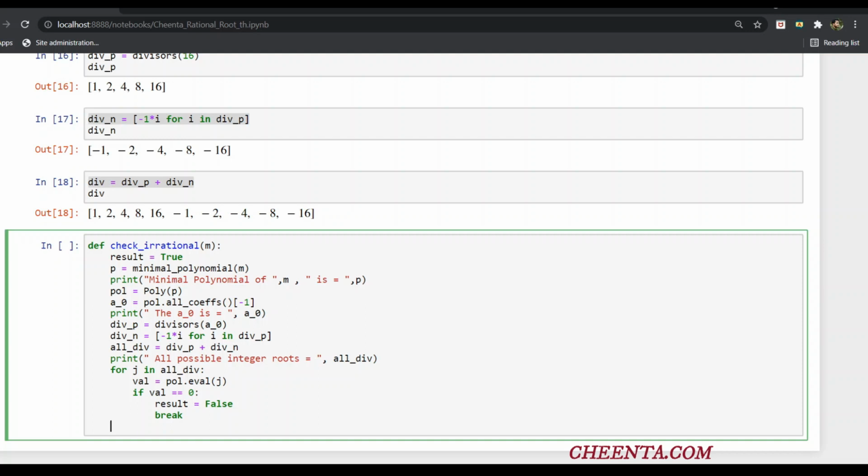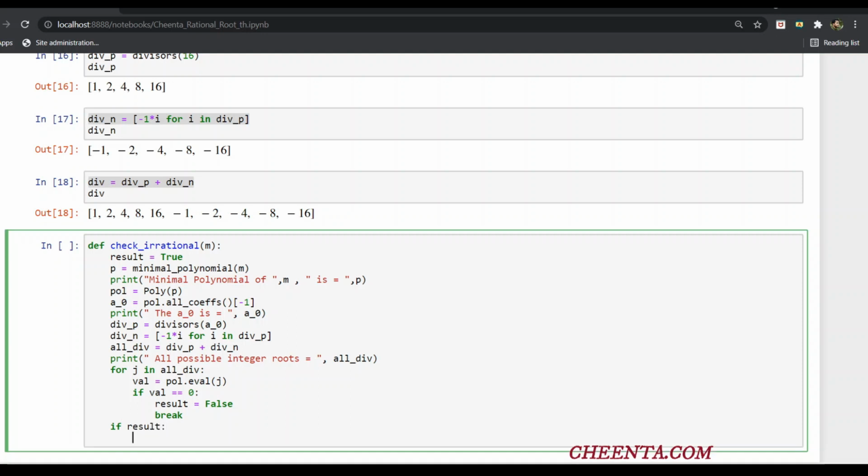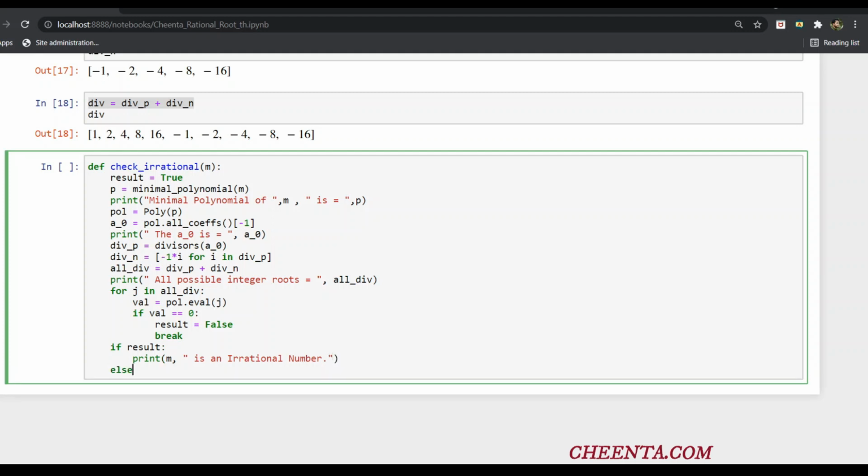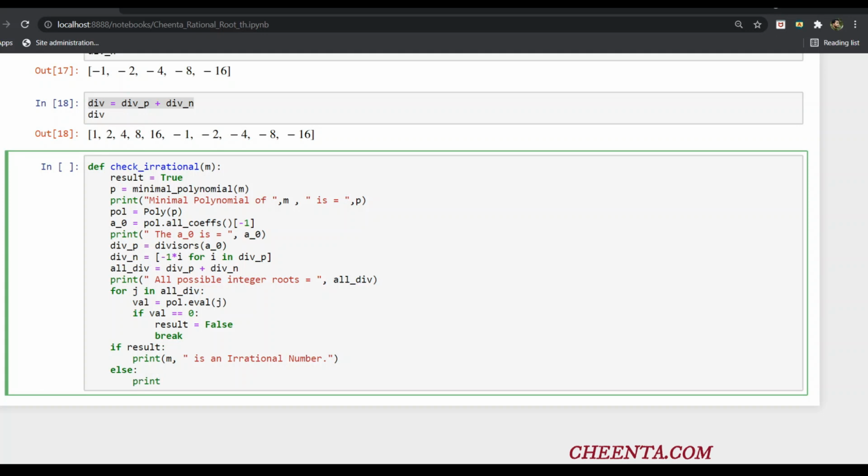Okay, up to this point everything is clear, I suppose. If the result is true, that means it has found no value that satisfies the equation, then print m is an irrational number. Else print m is an integer. Okay, so this is my function.